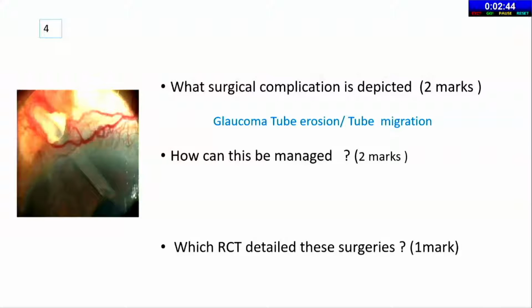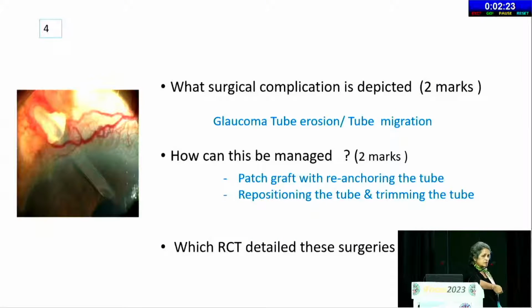How can this be managed? Anybody wants to help this first year? Anybody? Patch graft, cutting the tip of the tube, repositioning and trimming the tube. Patch graft with re-anchoring the tube. Okay, very often you'll have this tube erosion. That's one of the common complications of tubes. Which RCT? We've discussed this already. TVT or ABC studies. So if in the viva any tube questions are asked, ABC or TVT would mostly be quoted. Okay, thank you.